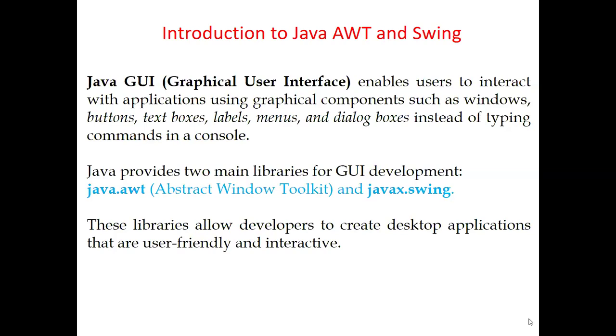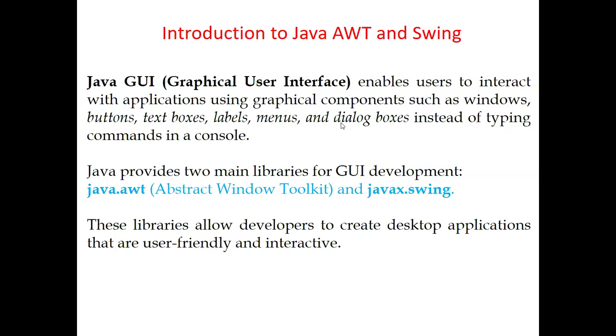So Java has two built-in packages, which are java.awt and javax.swing. These are the two packages or libraries which provide controls or components used to build graphical user interface applications. These applications enable users to interact with the applications using graphical components. Graphical components are controls such as Windows, used to create Windows based applications. So we have buttons, text boxes, labels, menus, dialog boxes, right? These are the graphical components.